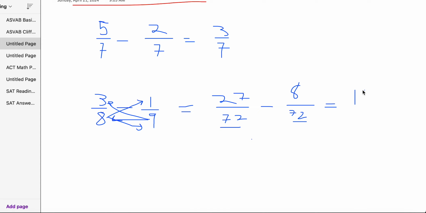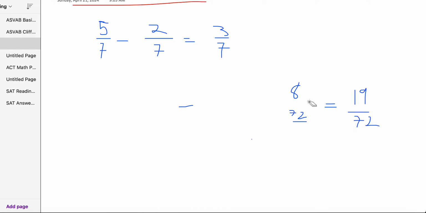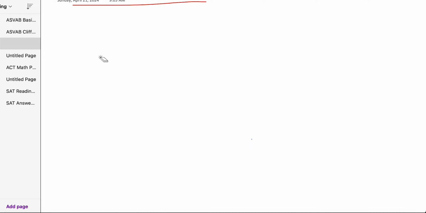So it'll be 19 over 72. Yep, so that's another simple case. But what if you have improper fractions subtracting from each other? Let's handle that case before we move on to the division and multiplication piece of the fractions.